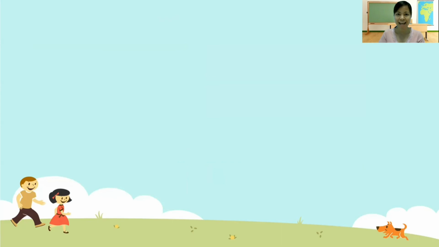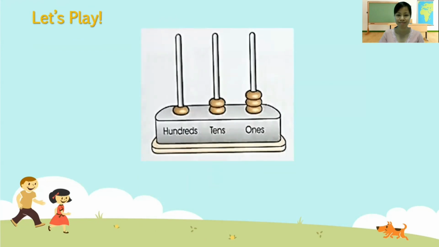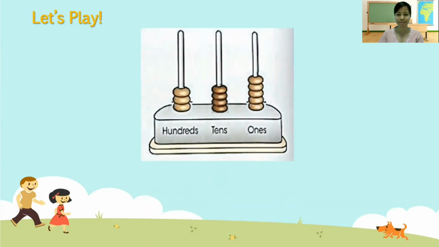Count the beads and tell me the correct answer as quick as you can. Are you ready? All right, let's start. Great. That's 123. Next. Good job. You're correct again. That's 345.